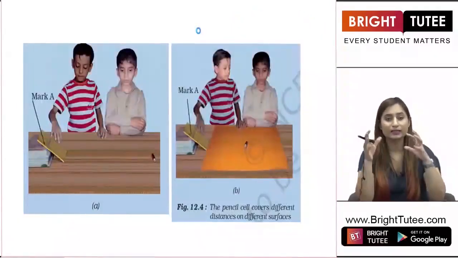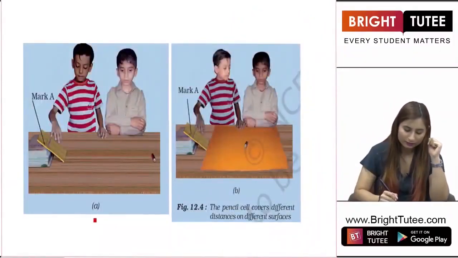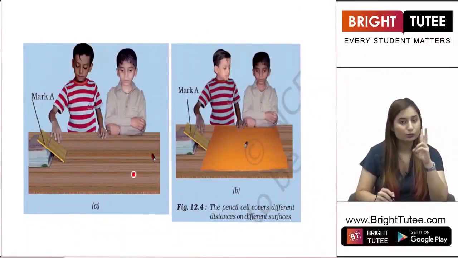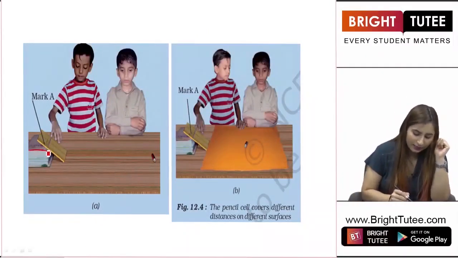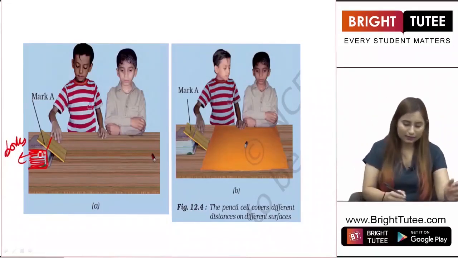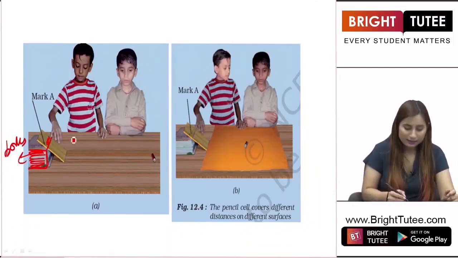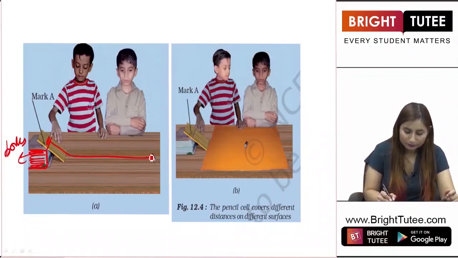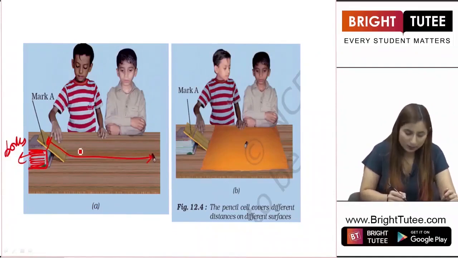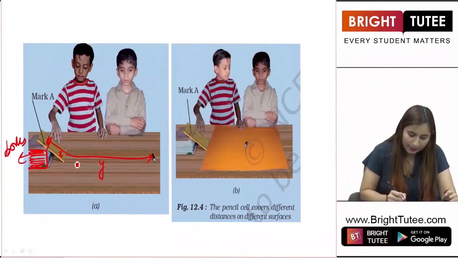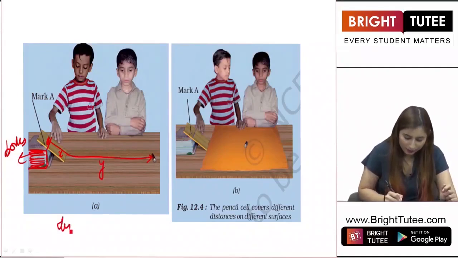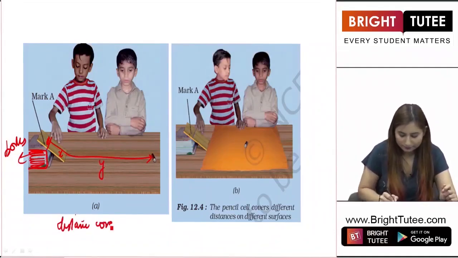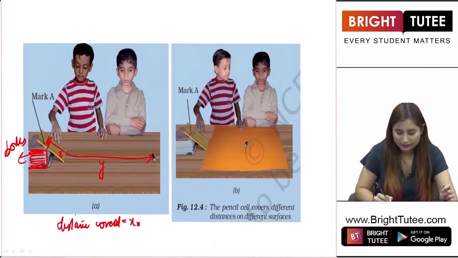There is another activity in front of you. This is the next activity, in which you see there are two students and there is an inclined surface. There are too many books kept here. These are the books, and this is the mark A. Now from mark A, the students are sliding a cell, and the cell moves from here to here. So let us say the distance covered is x plus y. Alright. So the distance covered by the cell is x plus y.